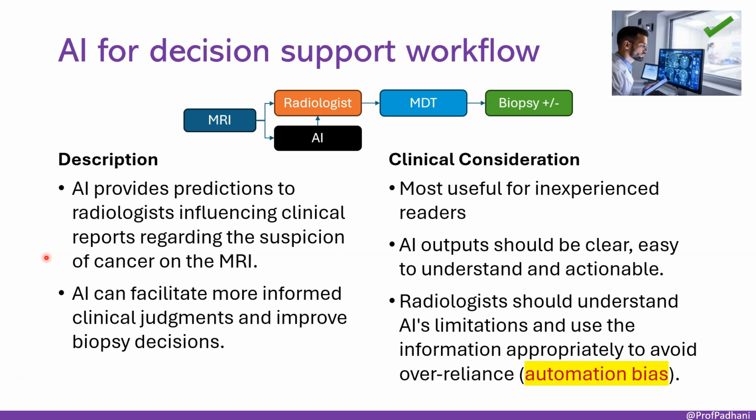And the potential benefit is? Potentially particularly helpful for less experienced readers, maybe improving consistency. But, and this is crucial, the AI output needs to be clear and actionable. And we must be aware of automation bias. Automation bias, the tendency to just trust the machine. Exactly. Over-relying on the AI suggestion without critical appraisal, that's a real risk.